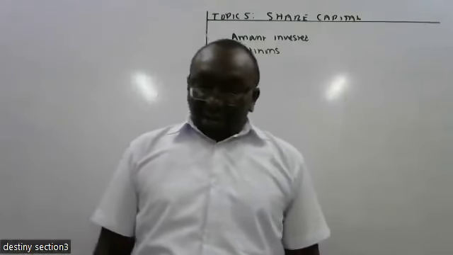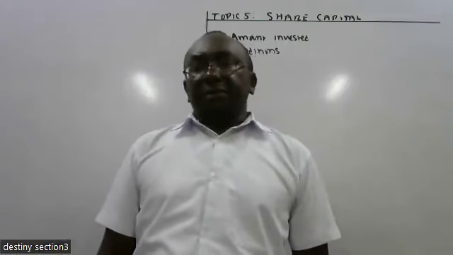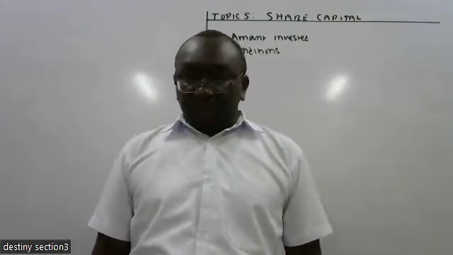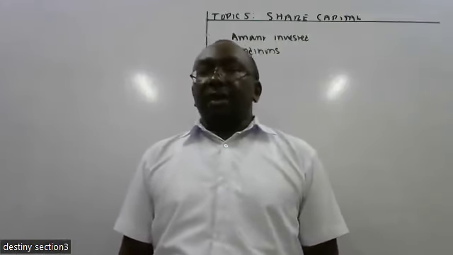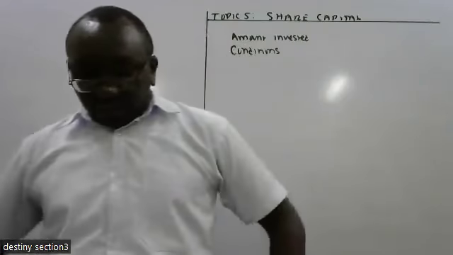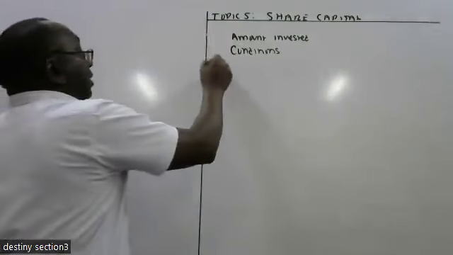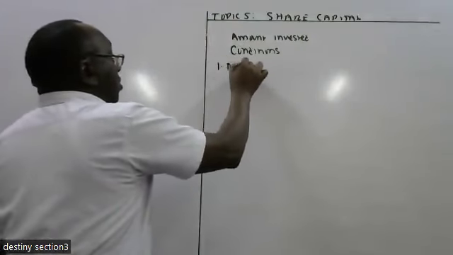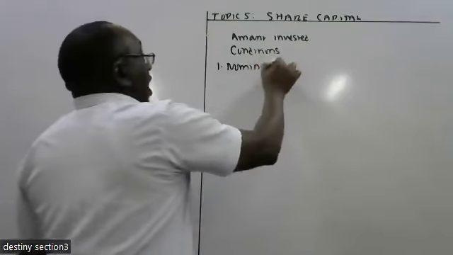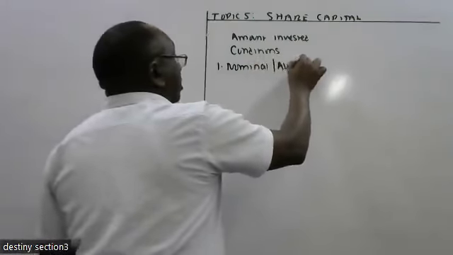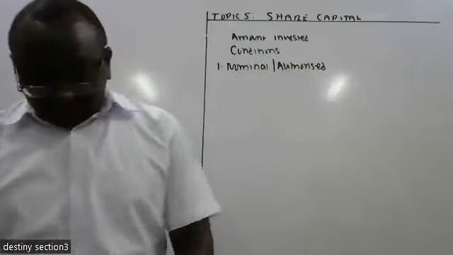Now, we want to look at some types of share capital, but they are not really types. I would prefer even to call them various names that are used to describe capital. So there are several of them. Number 1 is called nominal, or authorized.